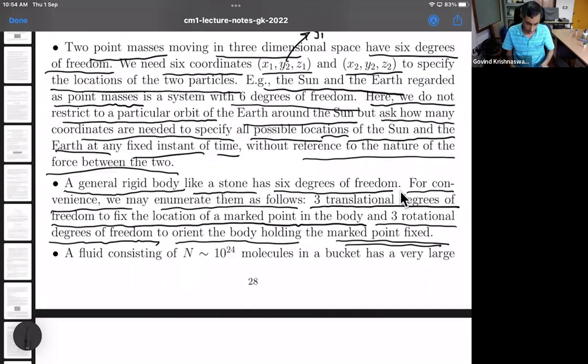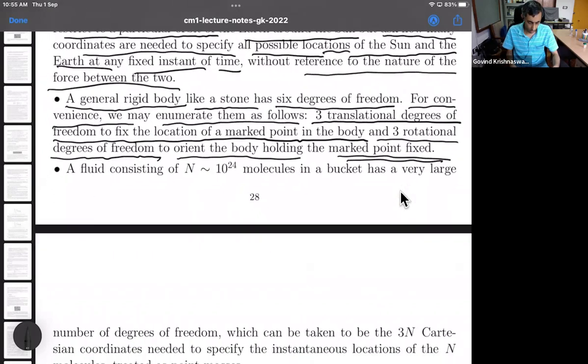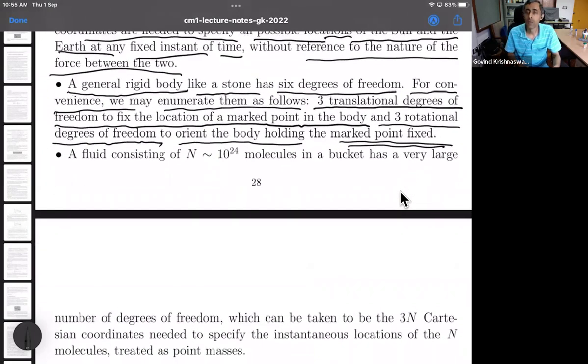Okay, we will see more examples as we go on. Now let's look at another. See, we started with a point particle, then we went to 2 point particles like the sun and the earth. Then we went to a rigid body. Now we can go to the other extreme, like a fluid, like the air in this room. There are a lot of air molecules in this room. In fact, there are roughly 10 to the power of 24 air molecules in this room.